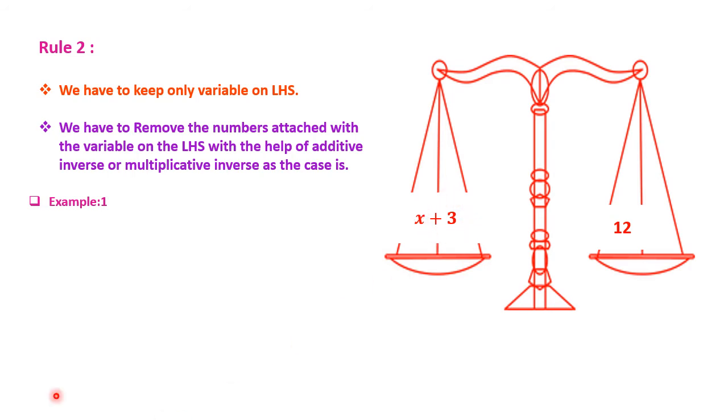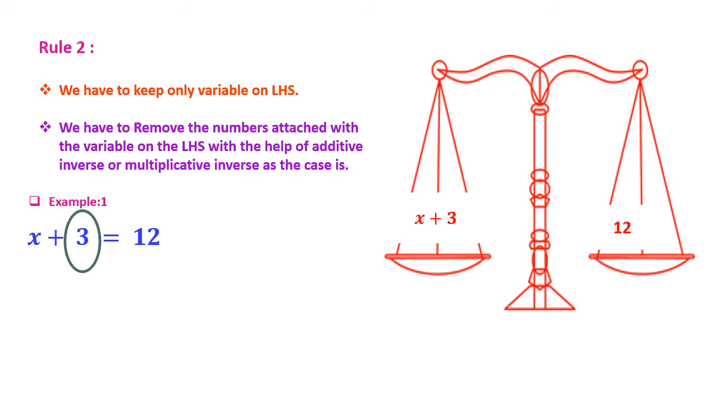Let's see further. Our first aim is to remove the number from the left hand side. So our first aim is to remove this plus 3 from the left hand side. How are we going to do it? Let's see. So here it goes. We have to remove plus 3. Now, according to rule 2, what are we going to do? Yes, we are going to take additive inverse.